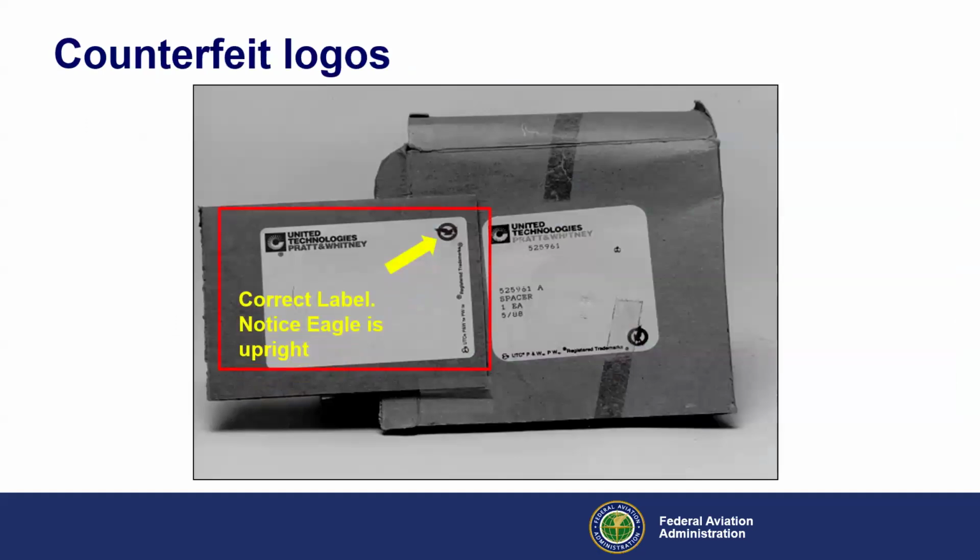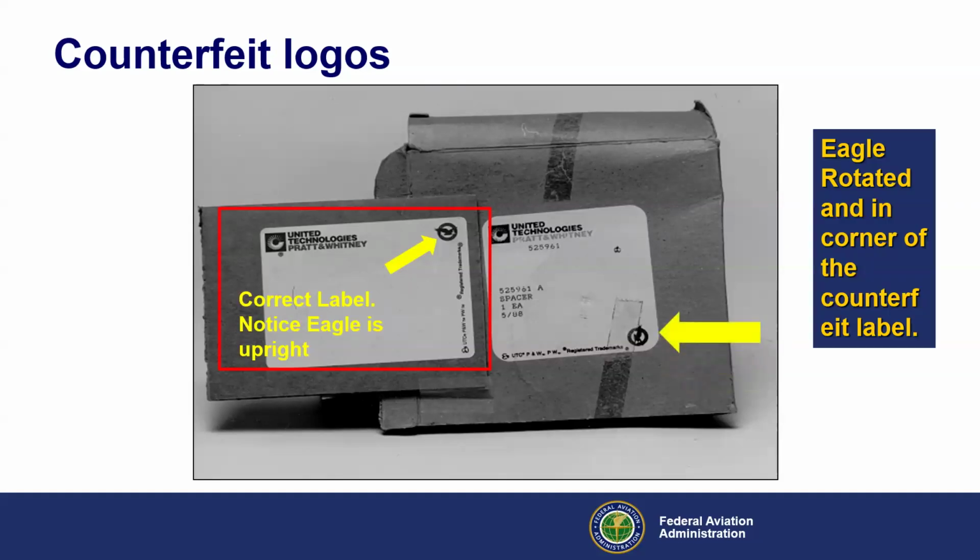Counterfeit logos. The correct label is on the left. Notice the eagle logo is in the top right corner. Well, when they printed it out on their printer, it rotated that logo. The label was smaller and it rotated the eagle so that it's over on the other edge. So that's a counterfeit label.